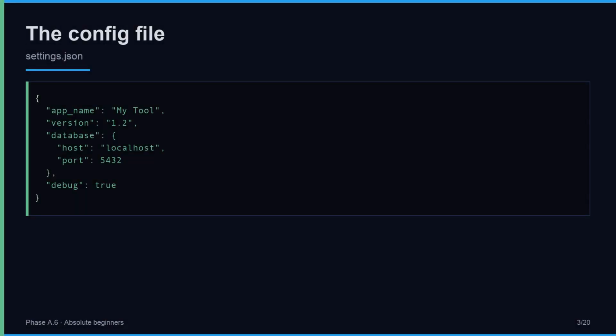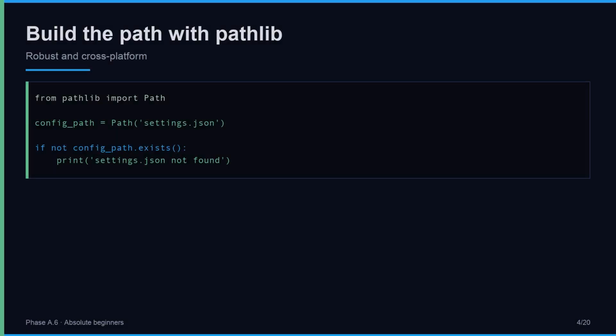Meet the input. This is a file named settings.json. It holds configuration for a small tool. There is an app name, a version, a nested database block with host and port, and a debug flag. Real configuration files look exactly like this, a mix of strings, numbers, booleans, and nested blocks. Your job in this lab is to read this file, pull out the values you need, and use them in code.